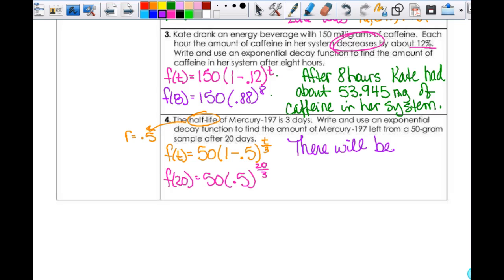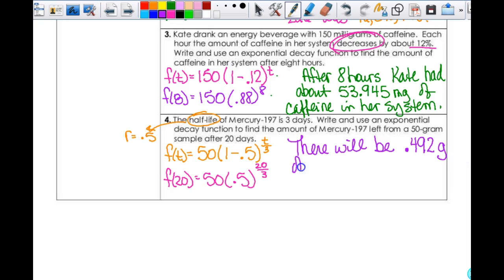All right, who wants to give me what they got? 0.492? Do we all agree with that? Don't just take somebody's word for it. Make sure you're getting this too, because you've got to make sure that you're typing this stuff in correctly. Okay, so there will be 0.492. That is correct, but still type it in and make sure that's what you get.